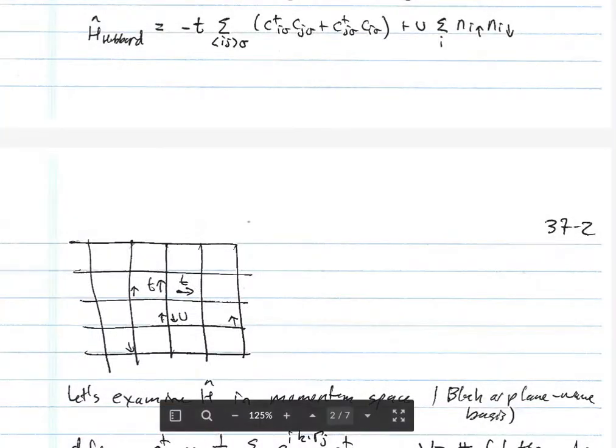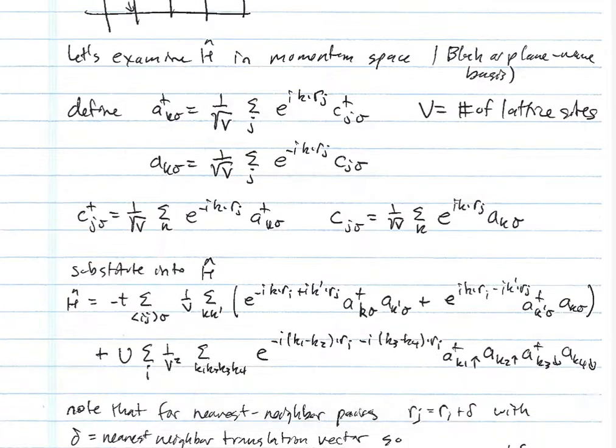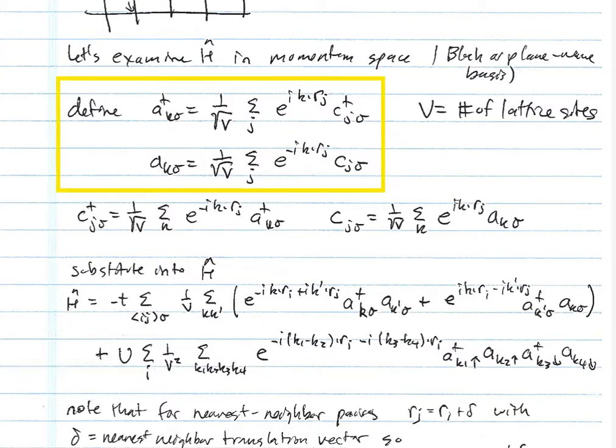We can transform the model into momentum space, and if we look in momentum space, that means we're looking in Bloch or plane wave bases. Then we would describe new operators that we're going to call a dagger k sigma. K here is a momentum label, and we're going to write that as 1 over the square root of V, where V is the number of lattice sites, sum over j e to the i k dot Rj, c dagger j sigma, and then a k sigma is the Hermitian conjugate, 1 over square root of V sum over j e to the minus i k dot Rj, c j sigma.